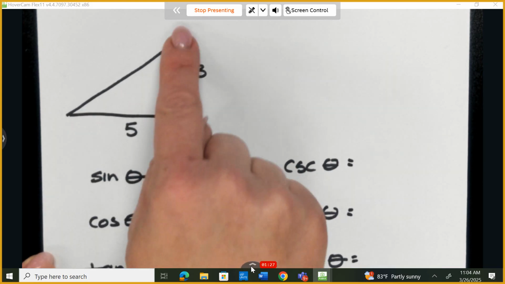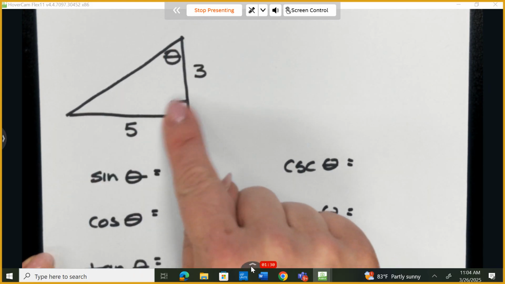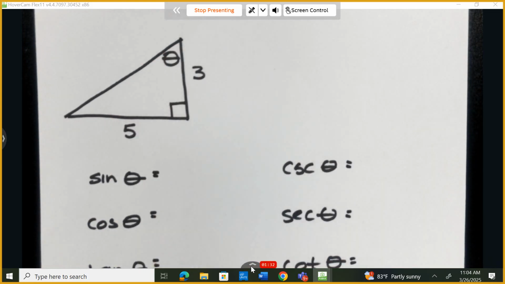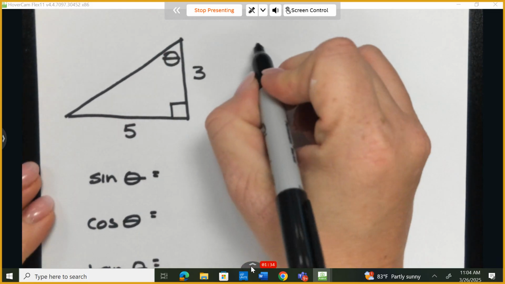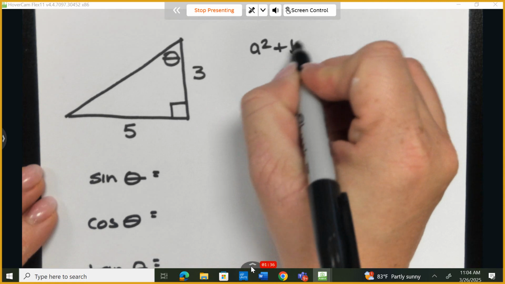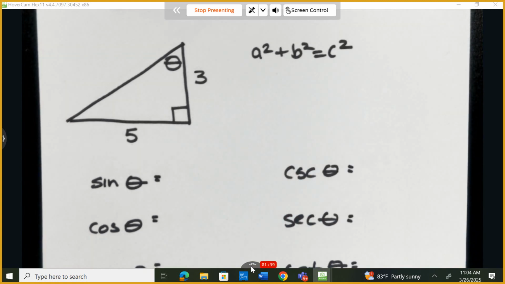So I know the two legs. Legs are always going to help create the 90-degree angle. The hypotenuse is the longest side. So on your paper, please write this down. You would have learned this in 8th and 9th grade, but it's possible you don't remember it. It's called the Pythagorean theorem.